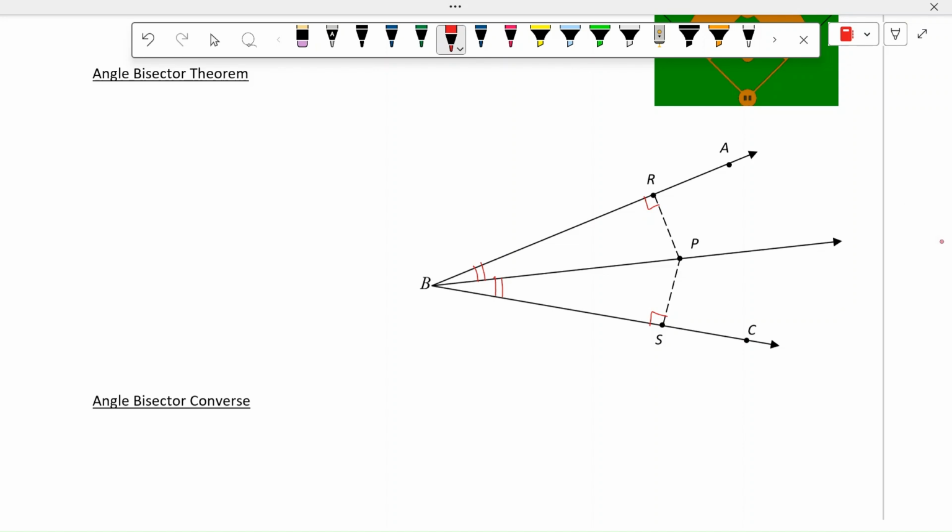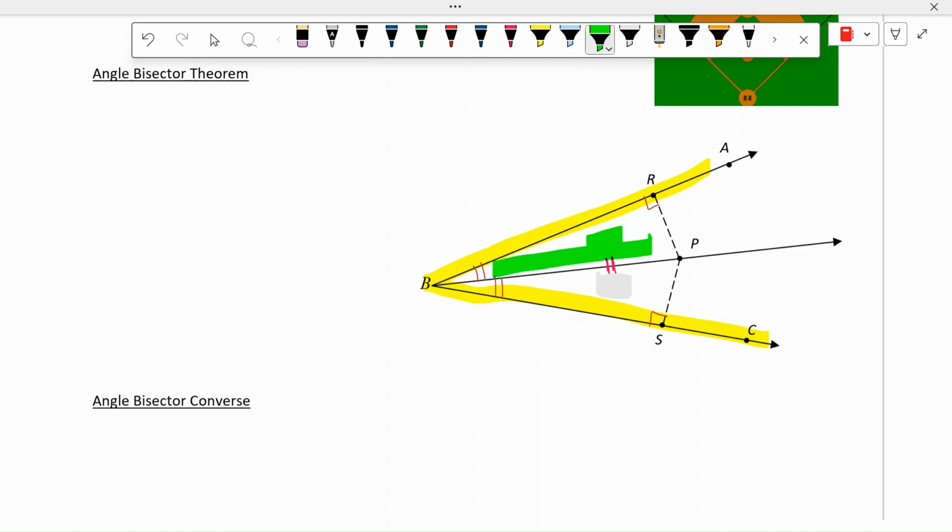So PR is the distance from P to this side of the original angle. So again, here is our original angle that was being bisected. PR is the distance to this side of the angle. PS is the distance to this bottom side of the angle. And what I'm noticing is that we created two triangles again. There's this green triangle and there's this gray triangle. With the reflexive, this segment is equal to itself.